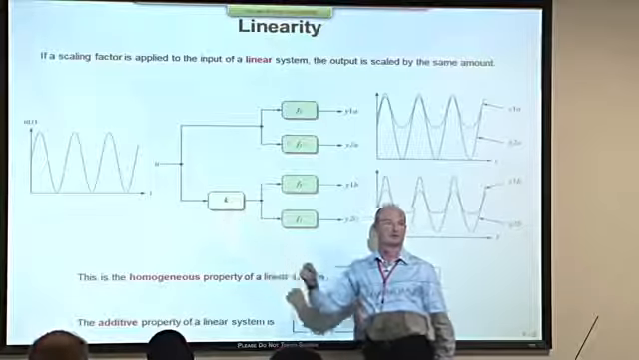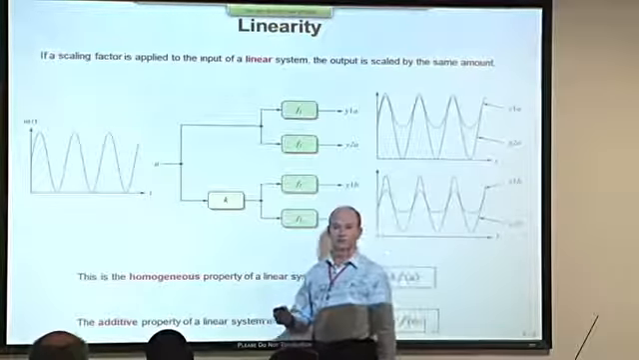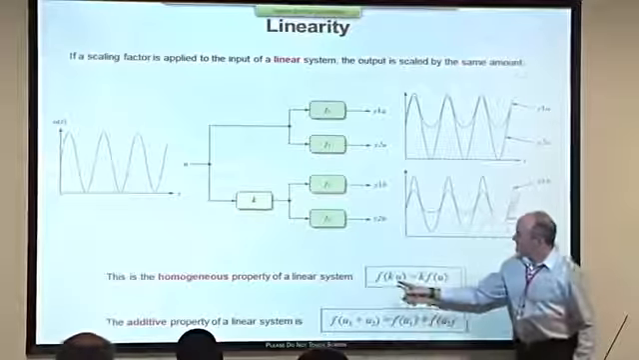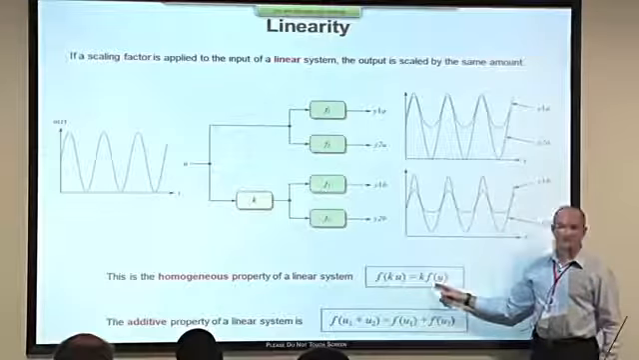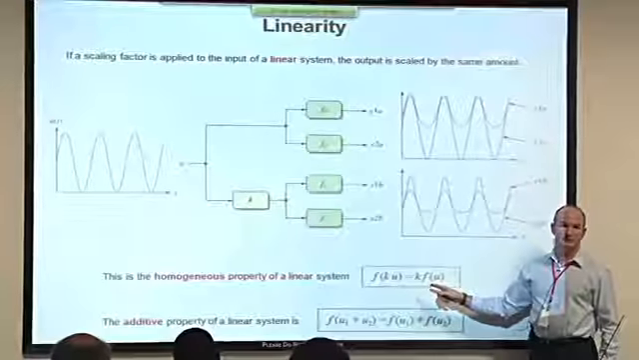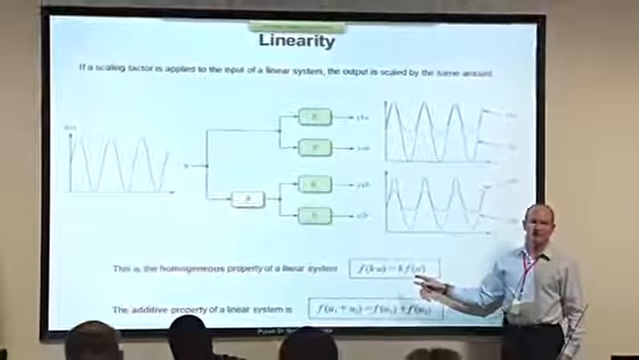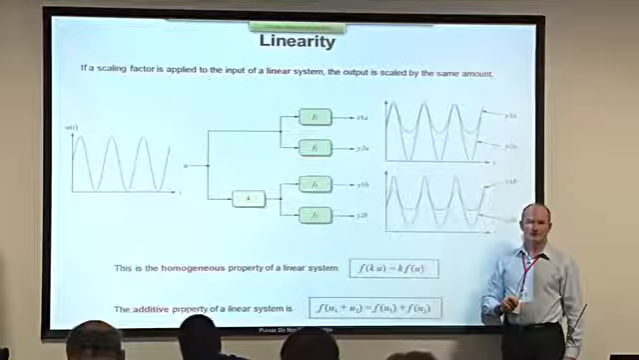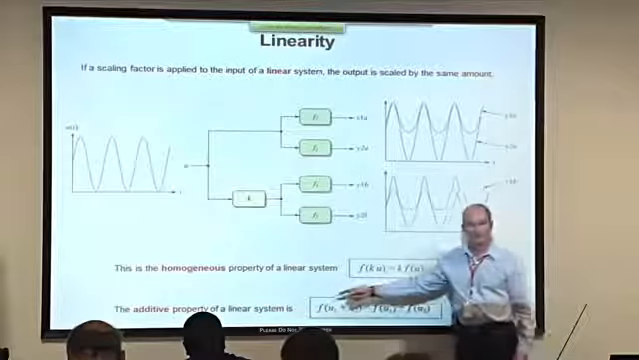What we're seeing is an example of what's known as the homogeneous property of linear systems, which says in equation form that if you scale the input, the output simply scales in proportion. This is called a homogeneous property, and it's one of two properties that all linear systems possess. The other property is known as the additive property.